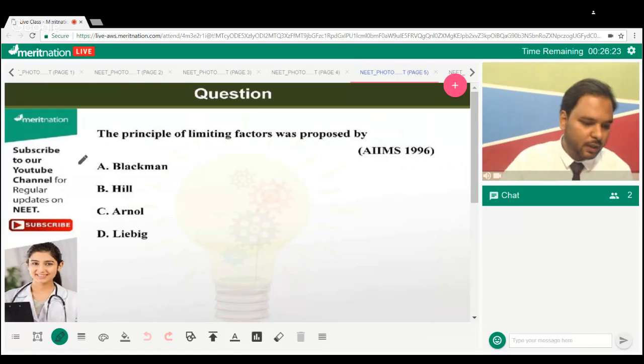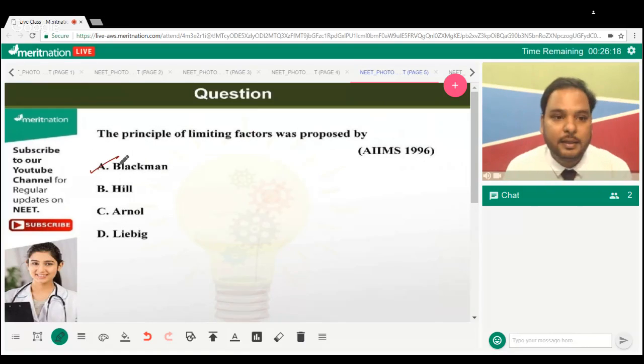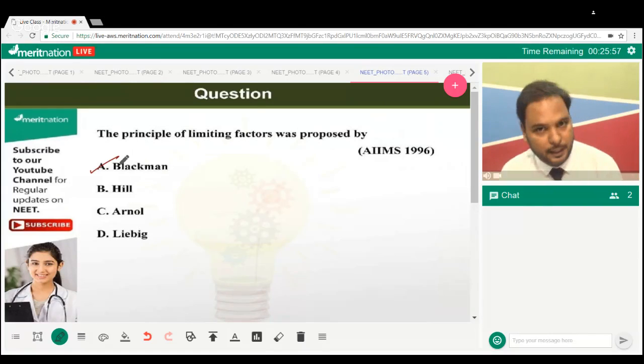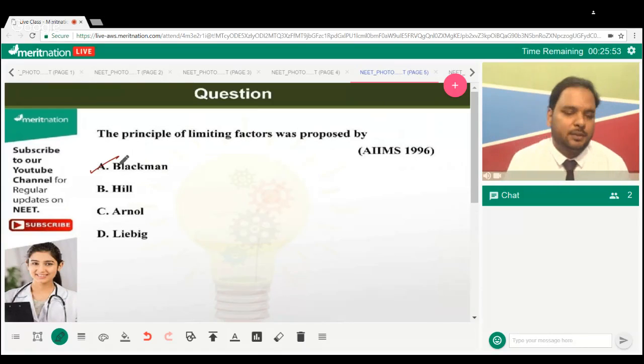Wonderful, wonderful. It's Blackman. As you know, there is always a limiting factor. You studied this in your chemistry also, like the rate limiting reagent, due to which the rate of reaction is governed. The same thing applies here in photosynthesis, because it's also a reaction, nothing else.